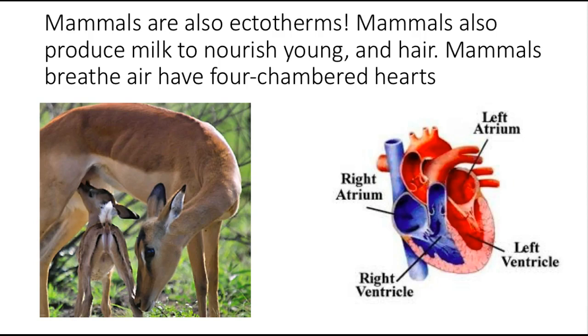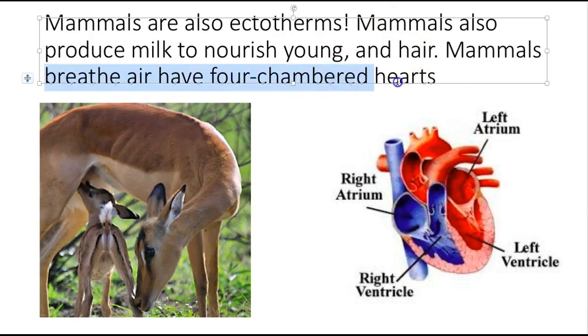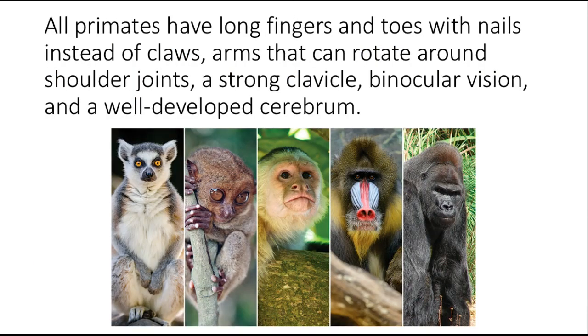The next one is mammals, which are also endotherms. Mammals can produce milk, and they have hair. Mammals breathe air and have 4-chambered hearts. Okay, a very well-developed heart and lung.